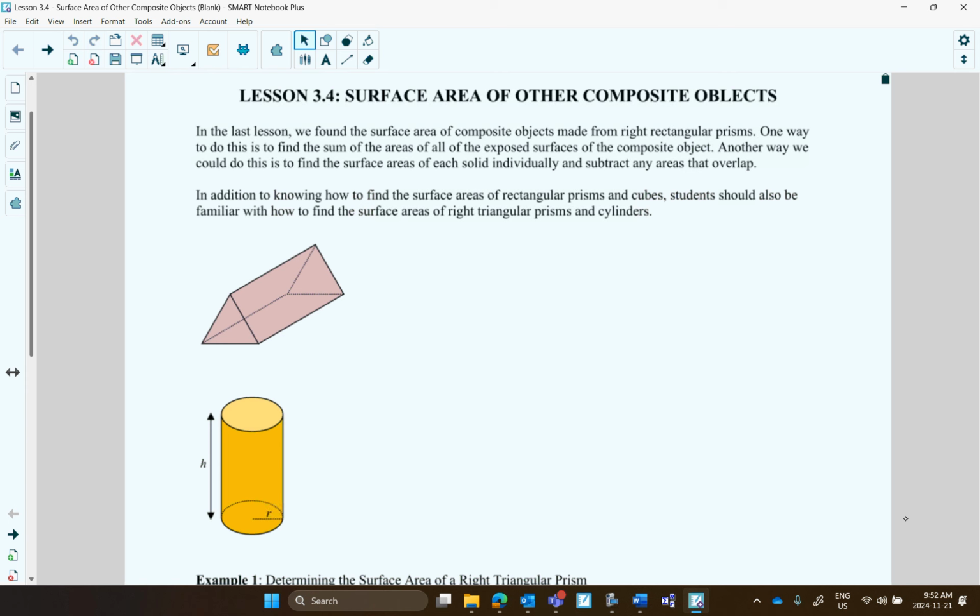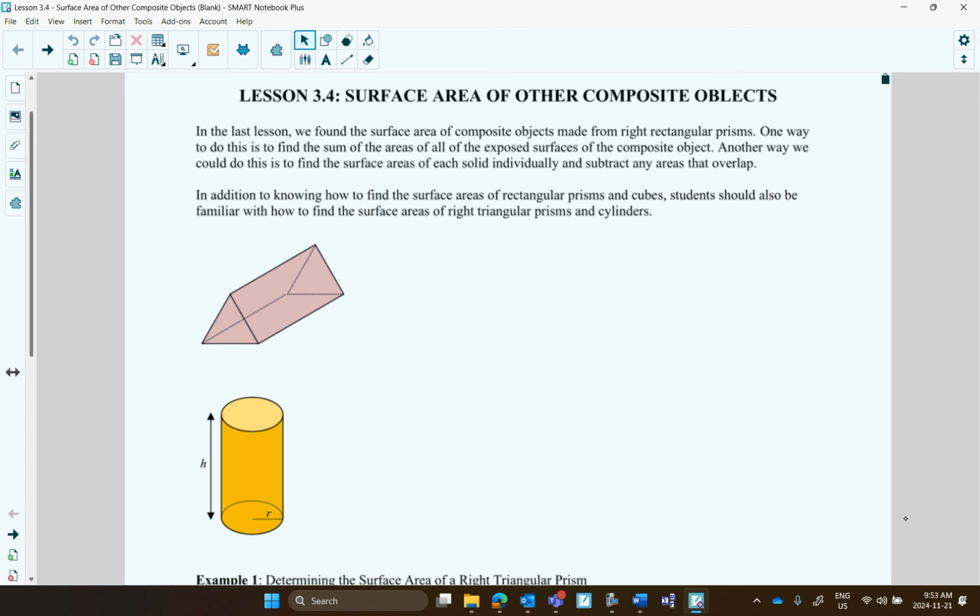Triangular prisms. Triangular prisms always have five faces: two identical triangles on the end, three rectangles as the sides, connecting. And then we're going to look at cylinders, which have two circles on the end, and then a curved portion connecting them.